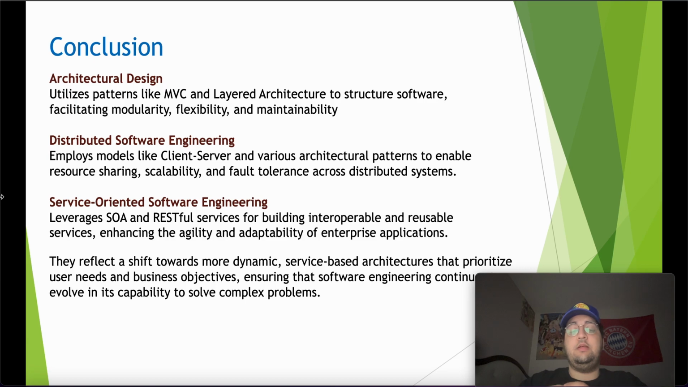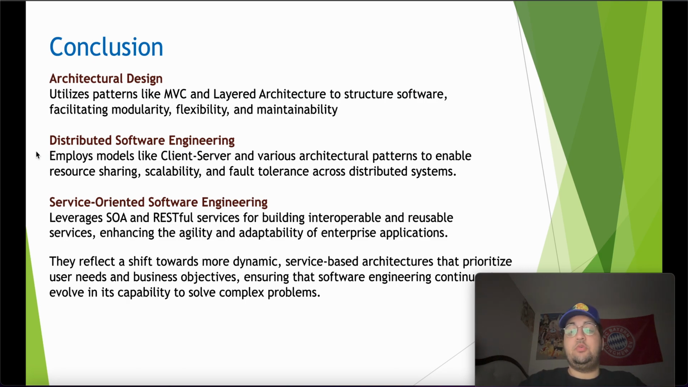Mubashir talked about how distributed software engineering employs models like client-server and various architectural patterns to enable resource sharing, fault tolerance, and scalability across distributed systems. And then I talked about service-oriented software engineering, service-oriented architecture, SOA. It's a broad architectural pattern for building software systems that use services.